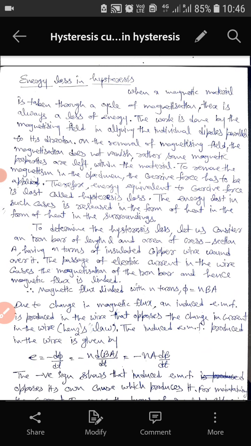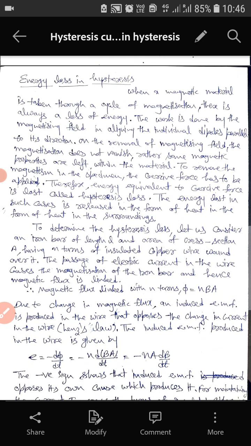And to remove that magnetism in the specimen, we have to apply some coercive force in the reverse direction to nullify that magnetism. Therefore the energy equivalent to the coercive force is lost, which is called hysteresis loss, and the energy loss in such a case is released in the form of heat in the surroundings.